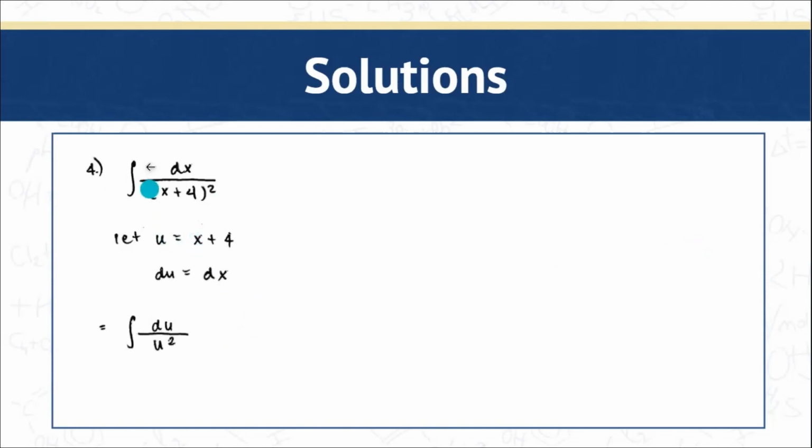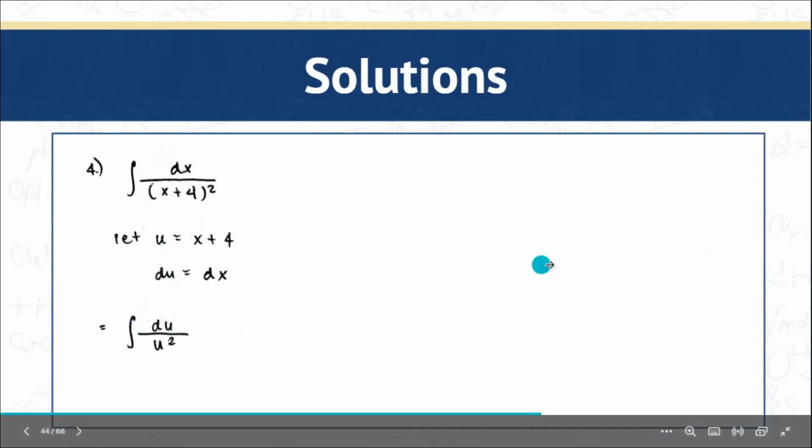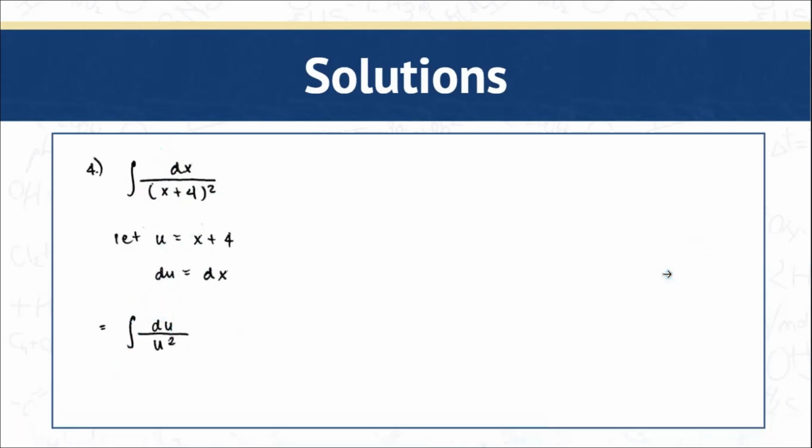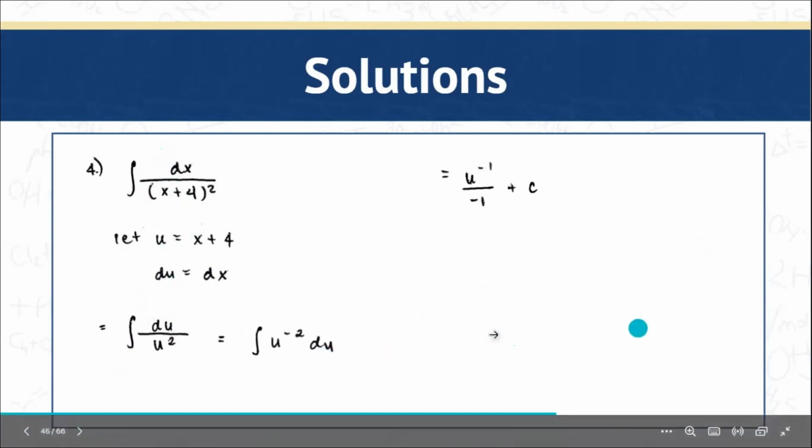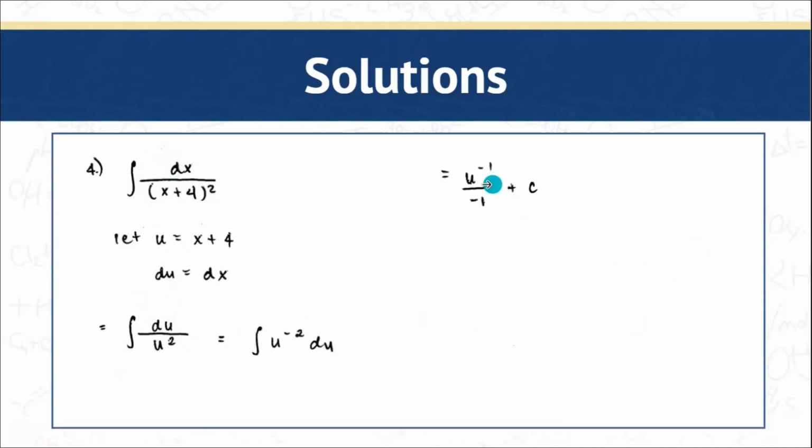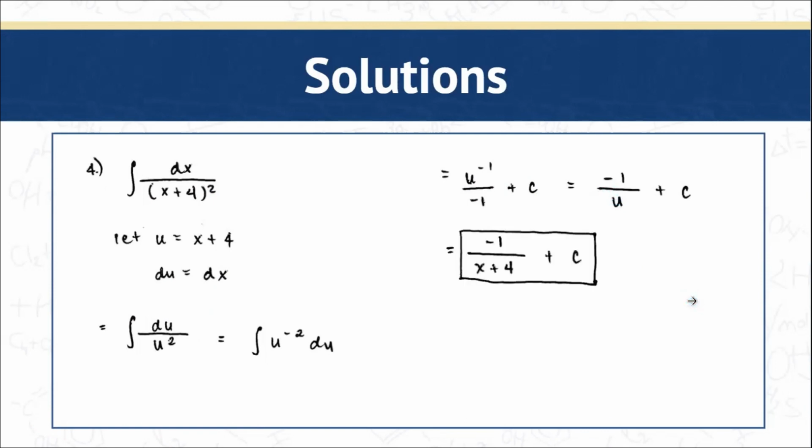And then substituting u and du into the problem, we'll have du over u squared. We take the integral of that. That's simply applying the power rule in integrals. So the integral of u raised to minus 2 du is equal to u raised to minus 1 over minus 1 plus c. And then we can rewrite that as negative 1 over u plus c. Then doing the substitution, our final answer is negative 1 over x plus 4 plus c. Okay, so that's kind of quick.